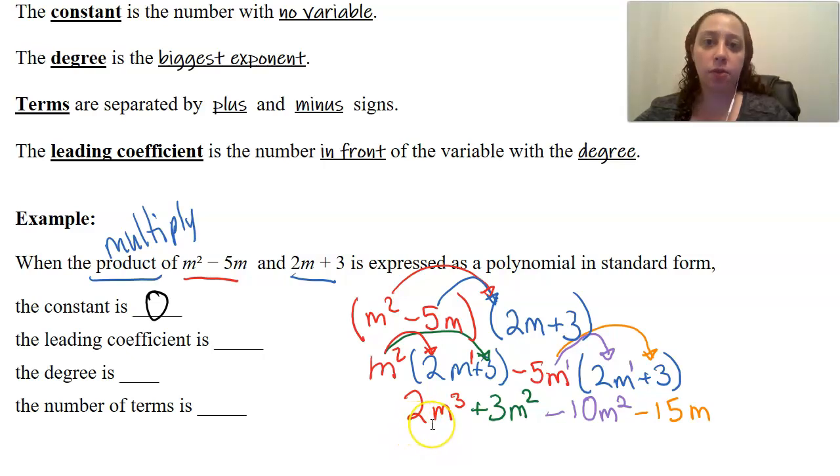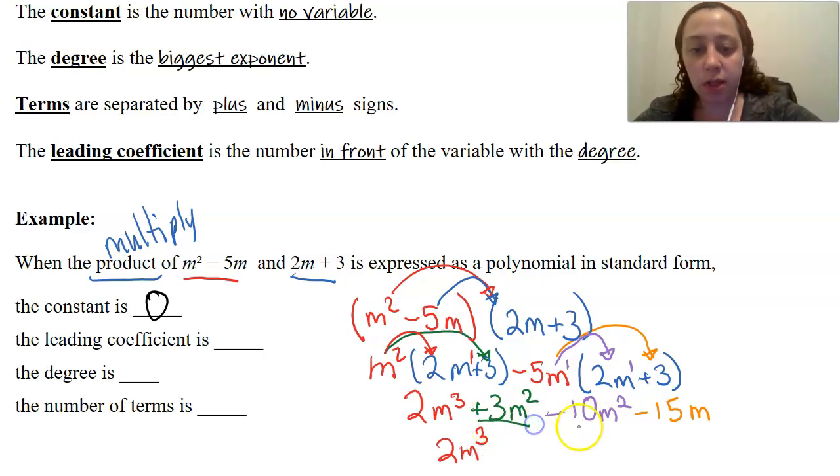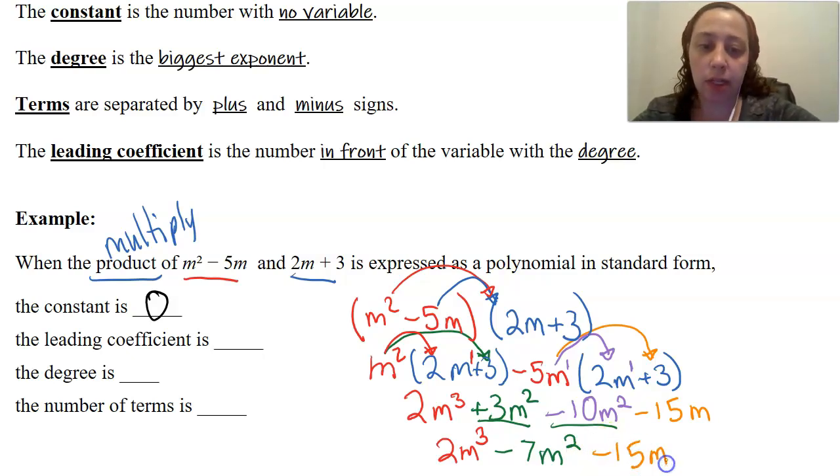The 2m to the 3 has no other like terms, no exponent 3 other than this one. Now we have plus 3m squared minus 10m squared, both have exponent 2. So that gives us minus 7m squared. And the minus 15m has no like terms as well.